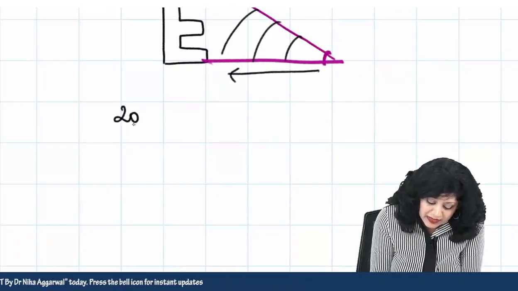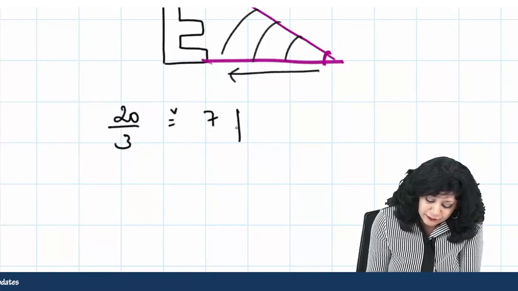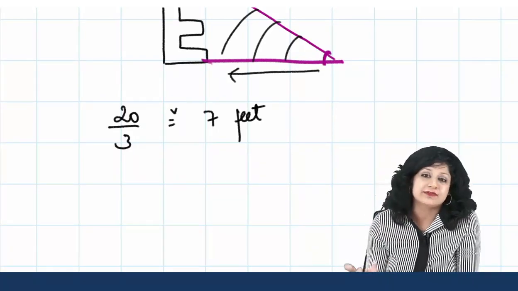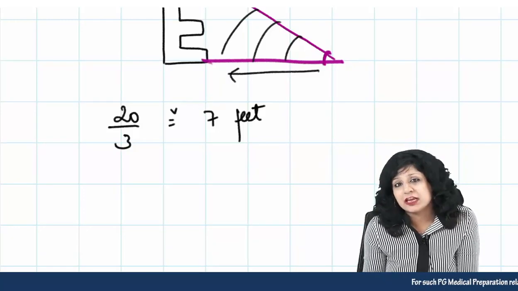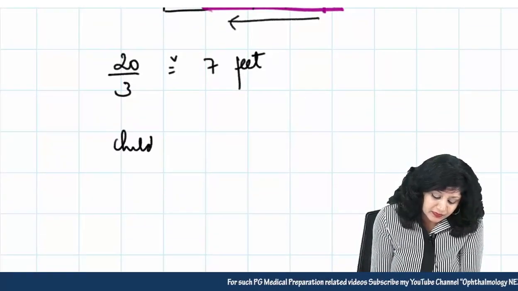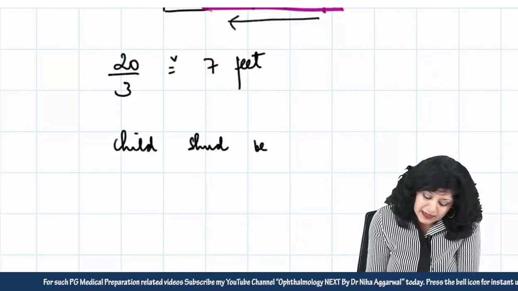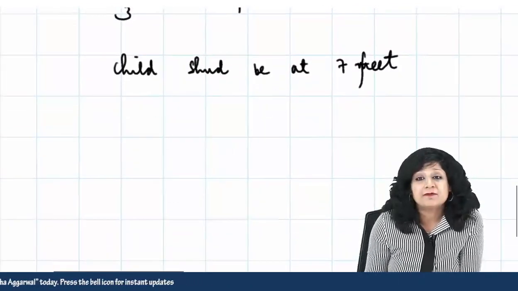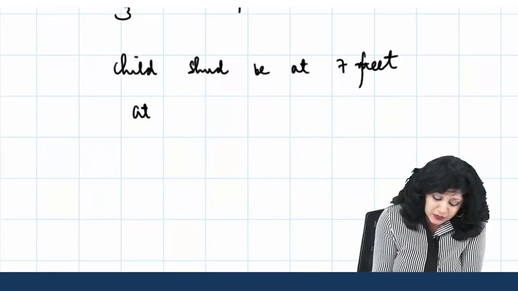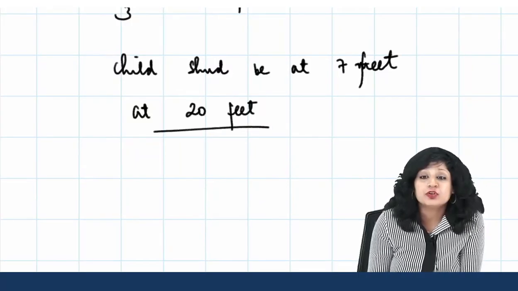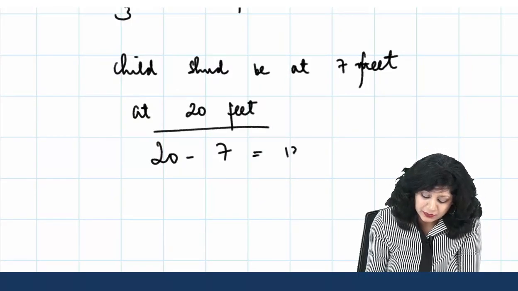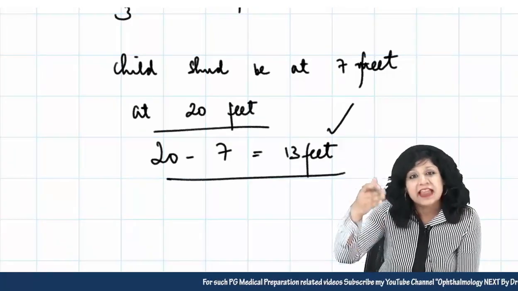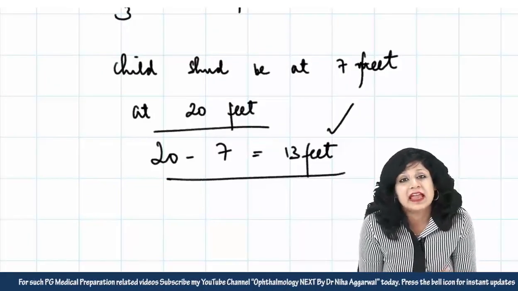So now 20 by 3, this is approximately 7 feet, because 21 by 3 will be 7 feet and you have to make the calculations easy to save time. So this is approximately 7 feet. So child should be at 7 feet. Now when the child should be at 7 feet, but she is standing at 20 feet. So how much forward she should go? 20 minus 7, that is equal to 13 feet. So she has to go forward by 13 feet so that she stands at 7 feet and she is able to see the line 20 by 20.